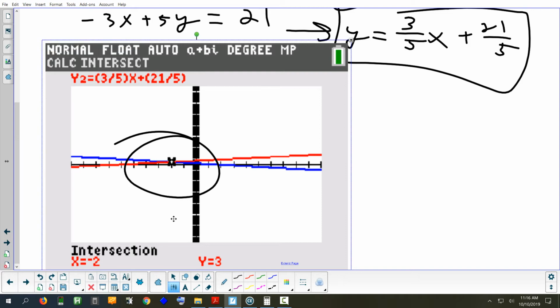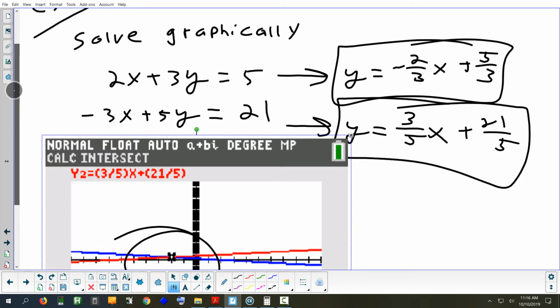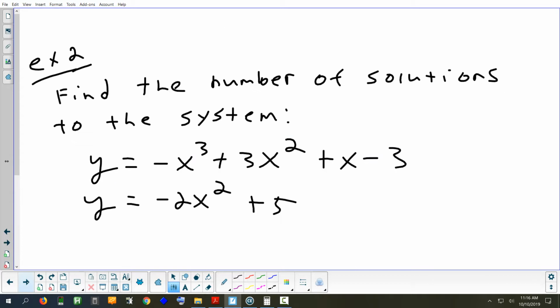Okay, any questions on that one? So 2 linear equations, there's only 3 things that can happen. They're parallel, they're the same line, or they cross in one spot. When we start to look at equations that have cubes and squares and all kinds of other things, now we can have a lot more twists and turns.